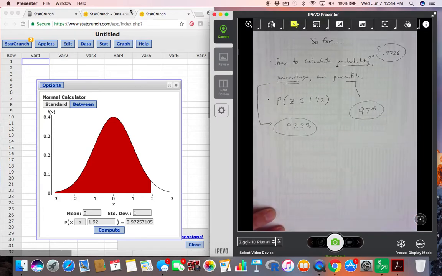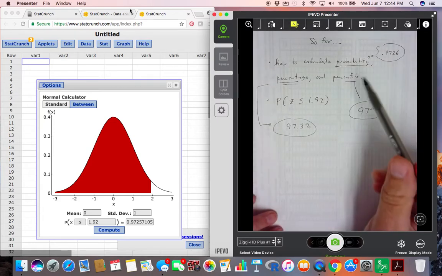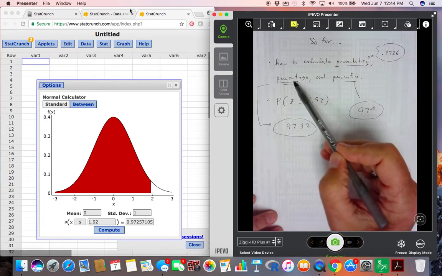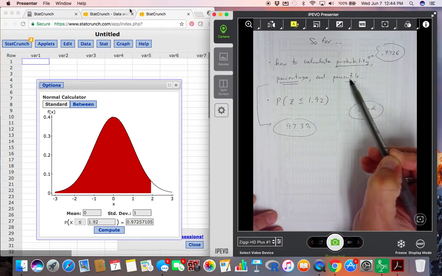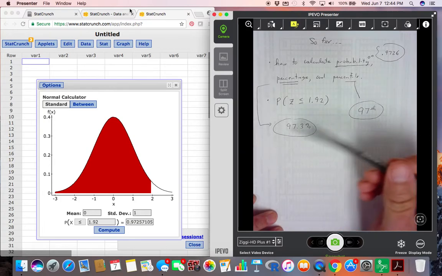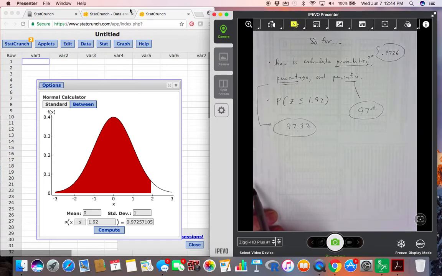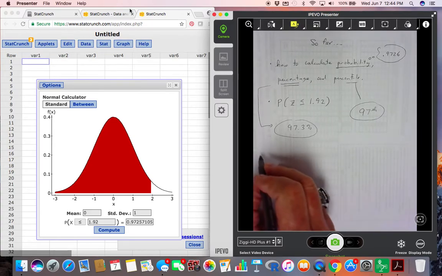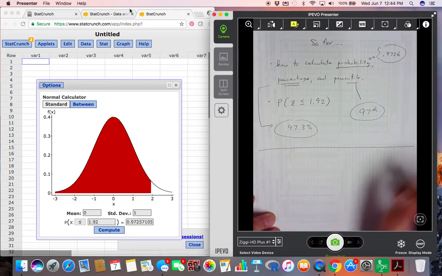So depending on the way the question is posed, do we want the probability? Do we want the percentage? Or do we want the percentile ranking? You still use that normal calculator that I've taught you so far. Now, let's change the game completely.